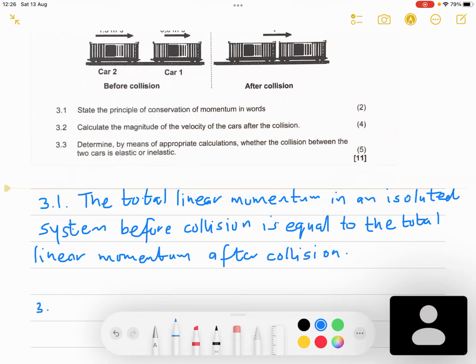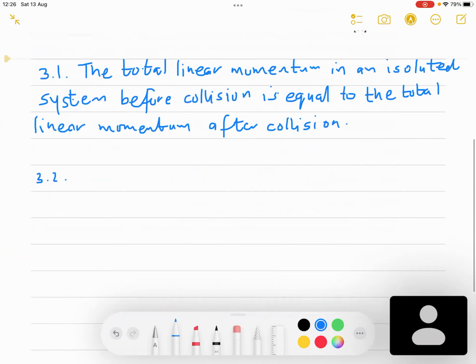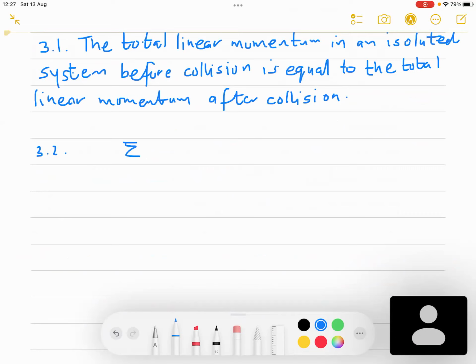The next question is, calculate the magnitude of the velocity of the cars after the collision. There's one common velocity V, so they want us to find V. We start by writing the principle of conservation of linear momentum, which says the total momentum before is equal to the total momentum after. They said it is moving to the right, so take right as positive. I should have said that already.